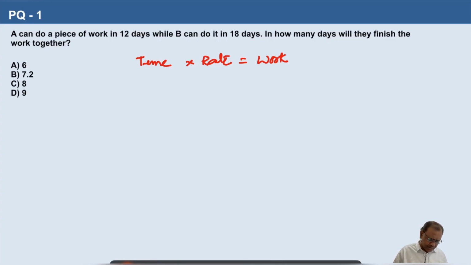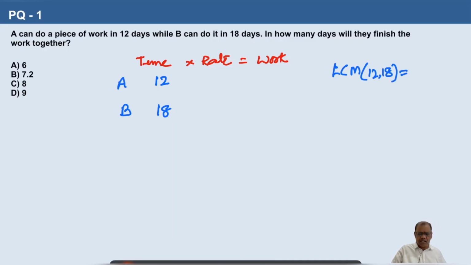So we have A and B, 2 persons. A will take 12 days, B will take 18 days. So the LCM of 12 and 18, we have to consider it as total work. What is the LCM of 12 and 18? 18 multiplied by 2 is 36. 36 is divisible by 12. So 36 is the LCM. So total work is 36 units.